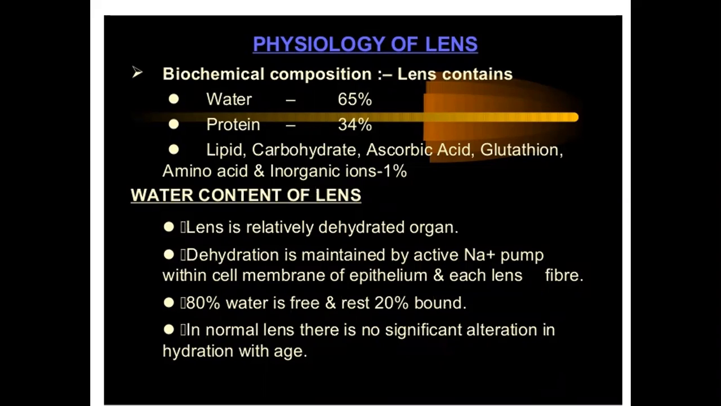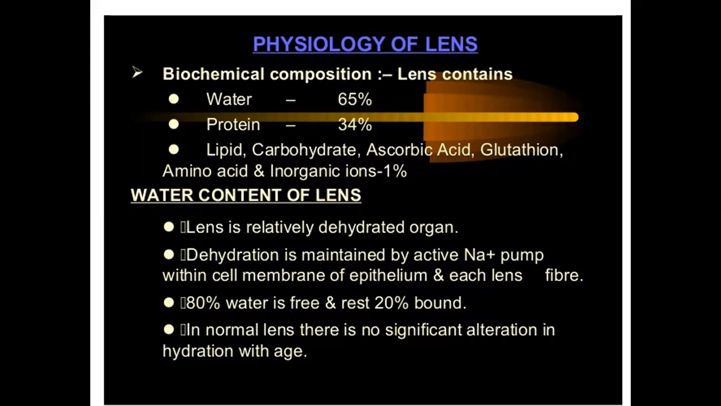Okay, let's start. So we have already completed the structure, mainly the anatomical structure of the lens. Now I'm going to talk about the physiology of the lens. In physiology of the lens, the biochemical composition of the lens contains around 65% water, 34% protein, and the rest 1% lipid, carbohydrate, ascorbic acid, glutathione, amino acid, and inorganic ions.